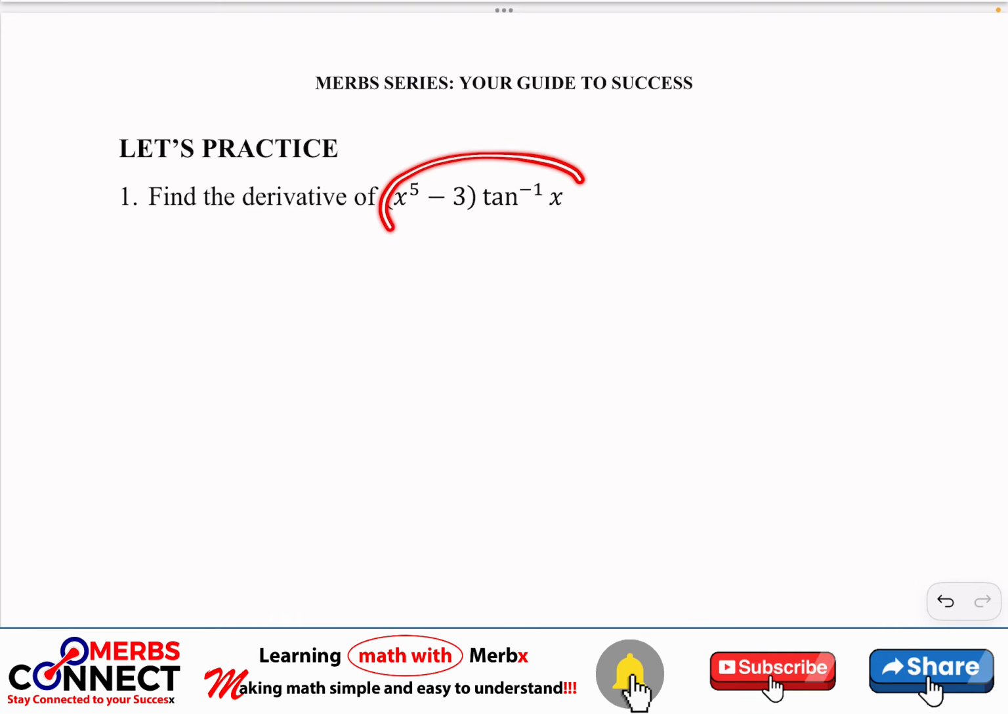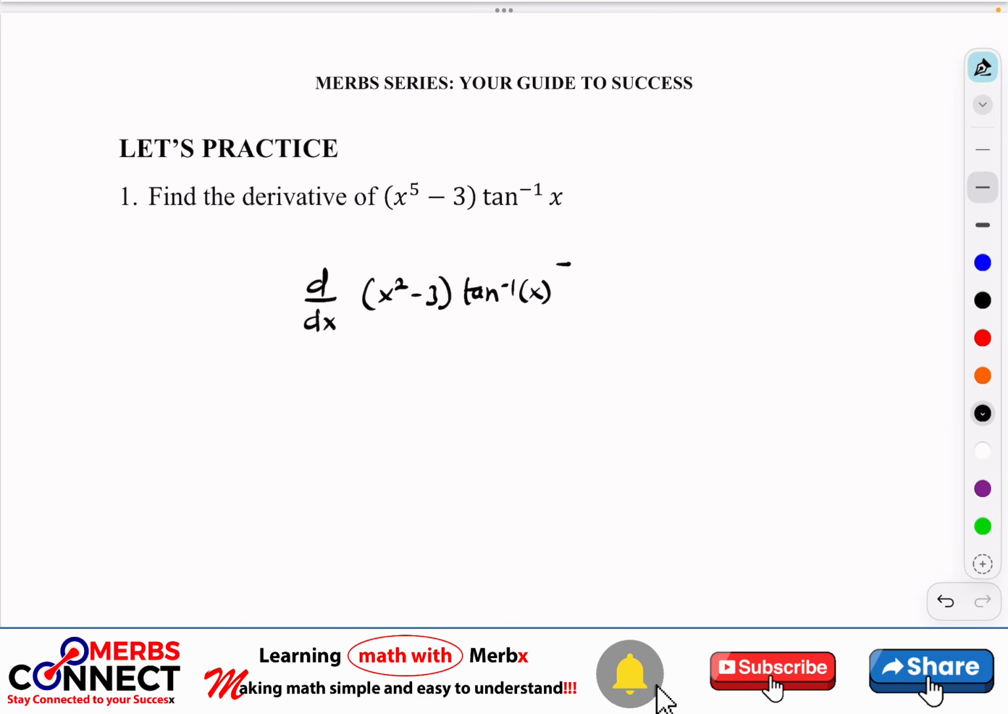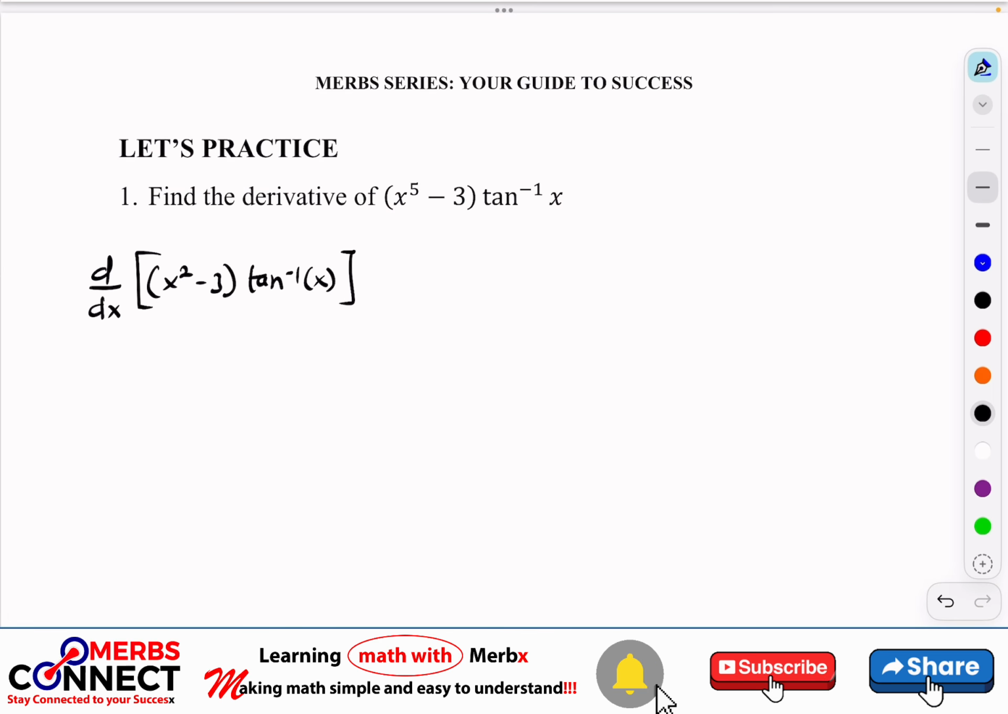So first we want to differentiate this function here. So d over dx, and then x squared minus 3 times tangent inverse of x. Great. So what can we do here? So here we can use the product rule, right? We have two functions. So I can say that let my a be x squared minus 3 and my b equals tan inverse of x.